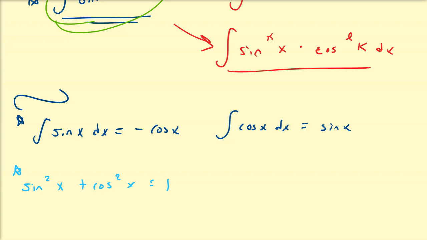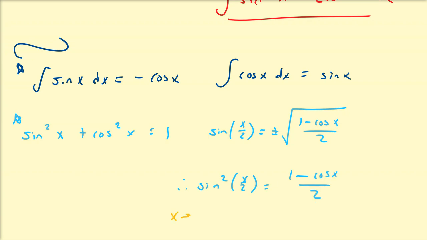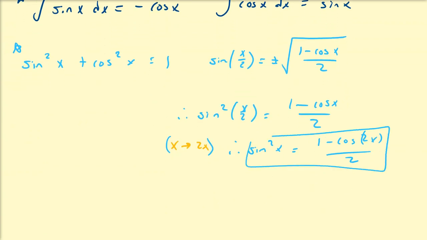And we'll also be taking advantage of the half angle identity. Remember that sine of x divided by 2 is going to be equal to plus or minus the square root of 1 minus cosine of x, divided by 2. If this is true, we can square both sides of this expression to get sine squared of x over 2 is equal to 1 minus cosine of x, over 2. We can replace x with 2x, canceling out this 2, and that's going to give us the expression sine squared of x is equal to 1 minus cosine of 2x, divided by 2. So we'll be using that a lot.